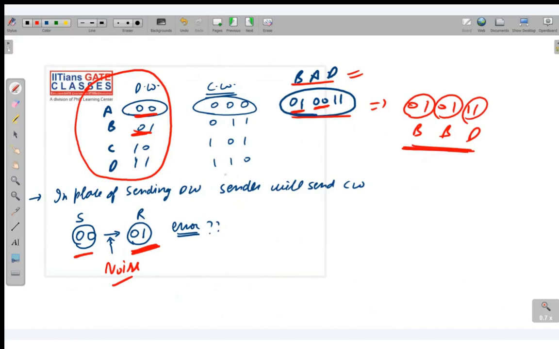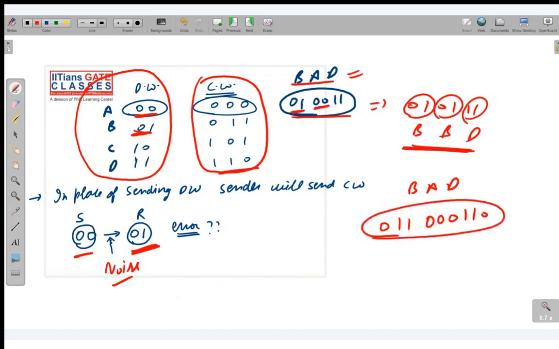Now, in place of sending these data words, if the sender sends the code word, see what will happen. For example, he wants to send BAD. For B, it will send 011. For A, it will send 000. And for D, it will send 110. Now the sender has sent this to the receiver, and by chance, take this 000, the receiver has received 001.